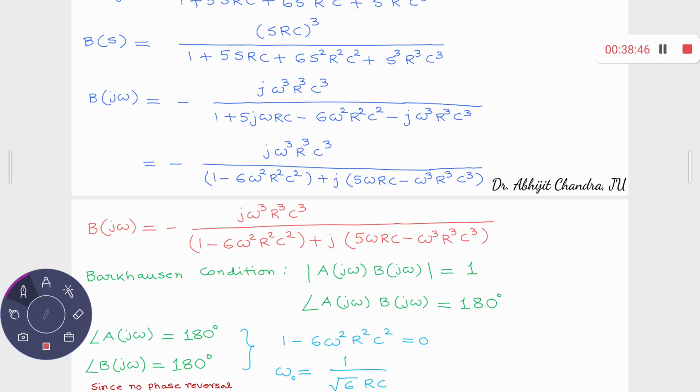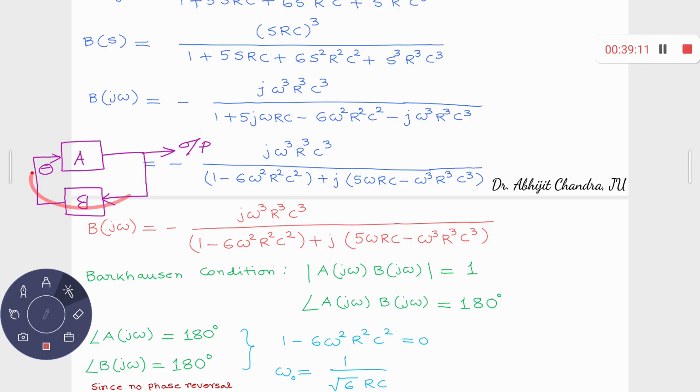The bottom line is that whenever the signal goes around, if I have this kind of thing, A here, B here, this is the output.